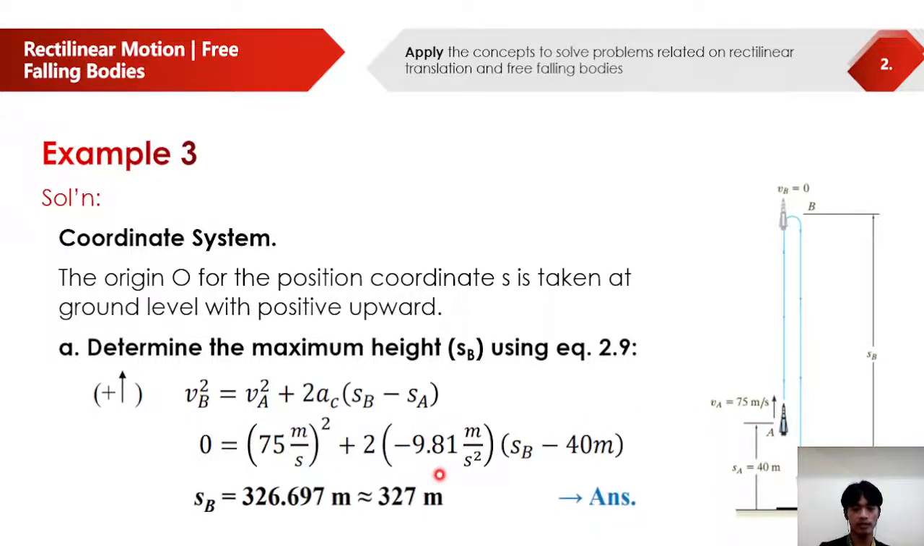So if you calculate that, you can solve your maximum height, or your position at B, to be 326.697, or equal to 327 meters if you round it off. Okay? That's how simple it is to solve the position at point B.